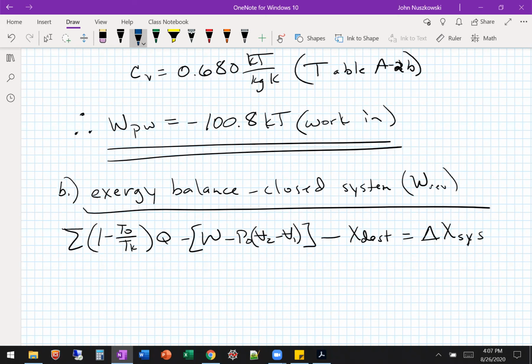What are we canceling? Change in volume. Yep, the rigid tank, so the volume's the same. Anything else? Heat transfer. Yeah, there's no heat transfer, right? So this whole term goes out.